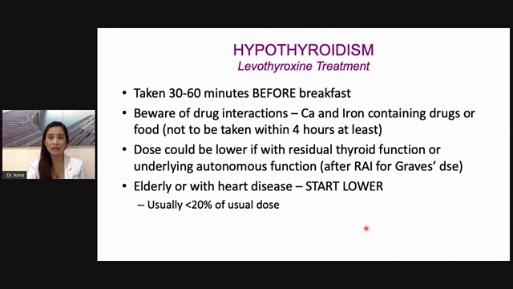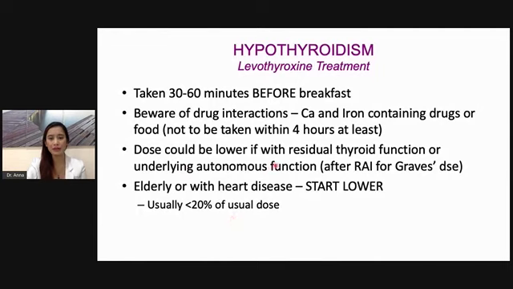Other things that can interact with your levothyroxine would be coffee, Milo, milk containing food like sopas. No, I had a patient before who was eating sopas daily, and we could not reach his target TSH, and then we found that it was because of the food interaction, no, with the sopas and the levothyroxine.